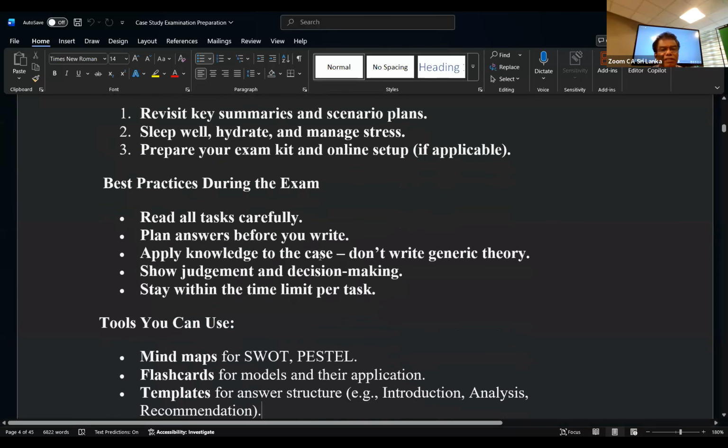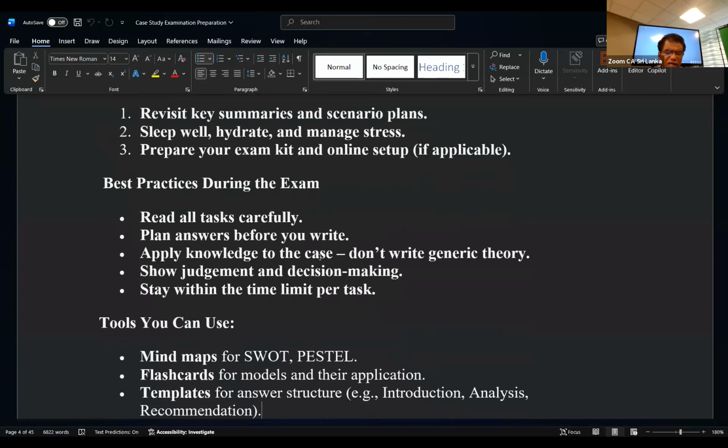Then the best practices during the exam: read all tasks, as I already mentioned, very carefully, with a cool mind, right? Don't panic. Don't start writing until you understand the unseen. Don't put anything on the paper. Read it, understand it. Then structure your mind mentally, and prepare your structure on rough paper.